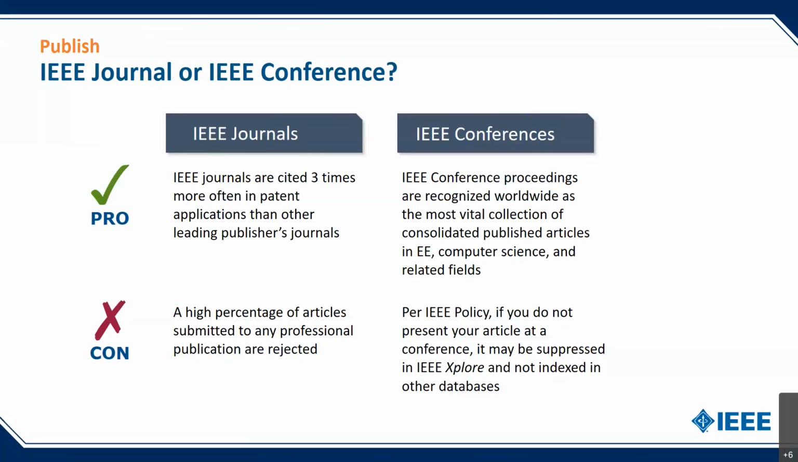Conferences are recognized as being the place where the leading edge work is presented with an IEEE. But if you're submitting to a conference, you're also making a commitment to actually present your article in person. And if the article is not presented, it may be suppressed in IEEE Xplore, meaning that it will never quite be published formally and will not be indexed in databases.